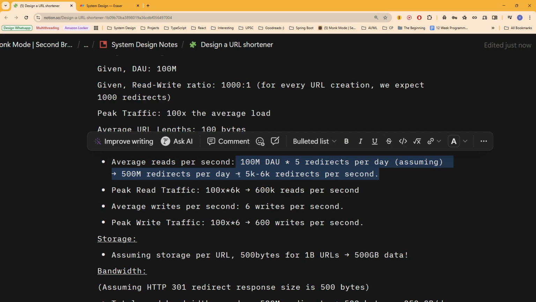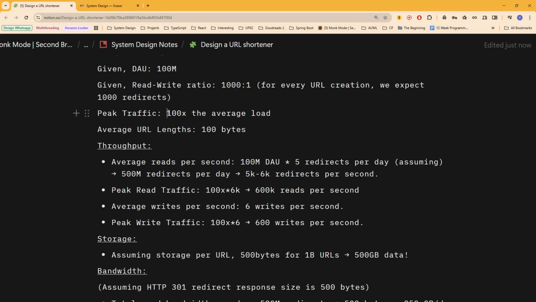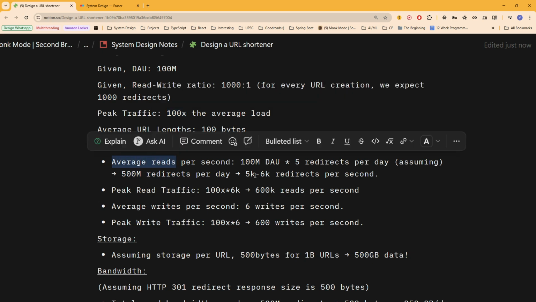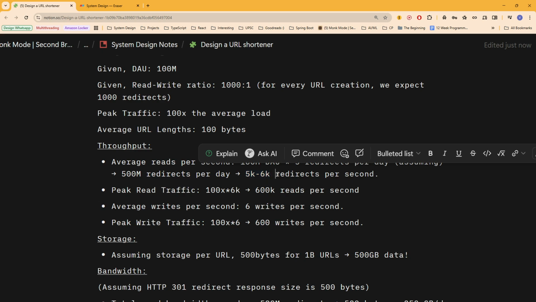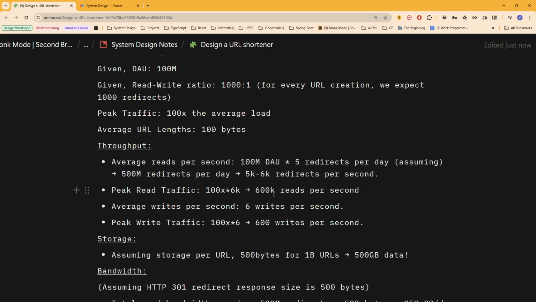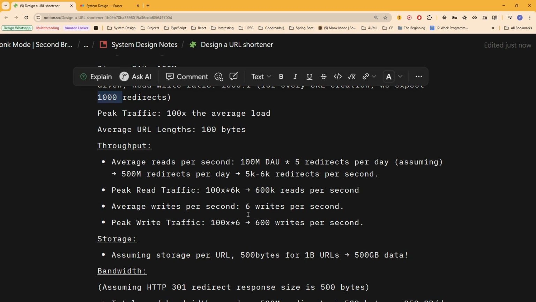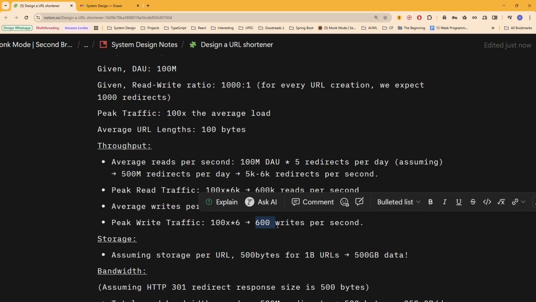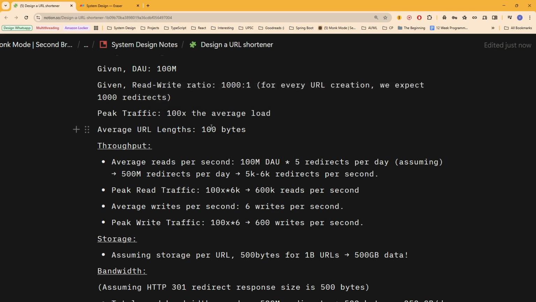Okay, now since we have taken peak traffic to be 100x the average load, when we are calculating average read as 5000 to 6000 redirects, peak read traffic could be 100x of these, which is 600k. And average writes, since we have taken a 1000:1 ratio, it's coming as 6 writes per second. It could be 60 as well, if you go with a 100:1 ratio. And peak write traffic would be 600 to 6000 writes per second, depending on whatever numbers you have taken. Just to be in sync with your interviewer when you are taking these numbers.